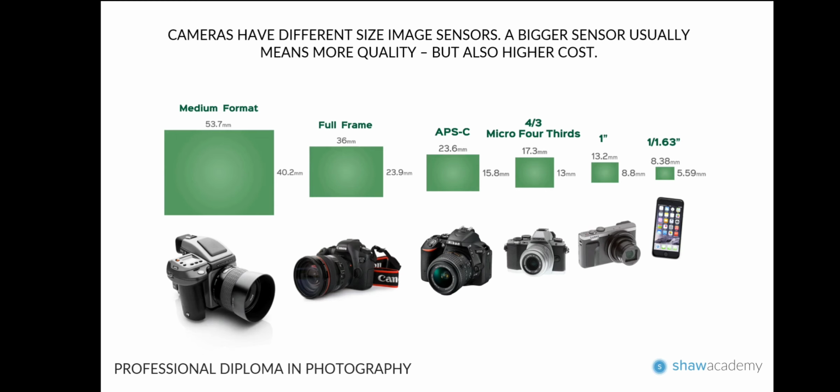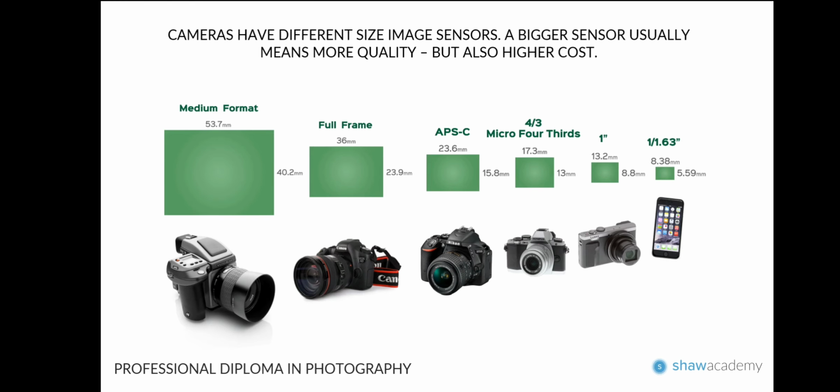Then we've got ones that are known as micro four thirds. These are an even smaller sensor size. So these would be found in cameras like this one here, the Olympus, which I actually have one of myself. Great little camera. Then we've got 1-inch sensors, found a lot in compact cameras, and then we've got our smartphone sized sensors.